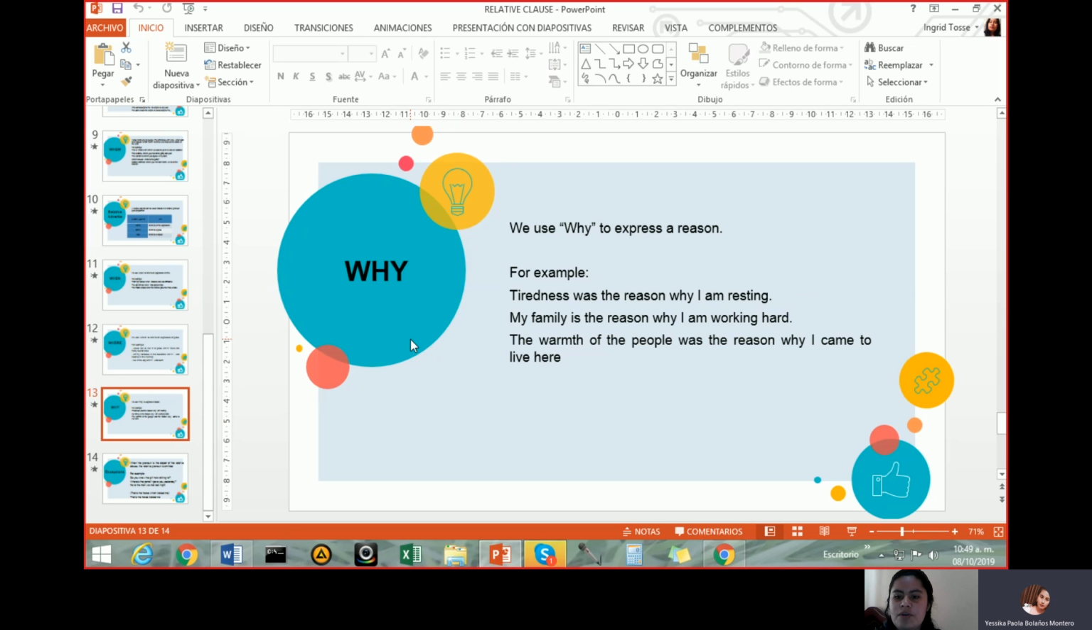Yes, and in this case, you apply the reason and the use of "why." Yes, teacher. Her family or his family is the reason. Okay, perfect. To working hard. Now with finally. The girl of the people was the reason why I can't leave her.